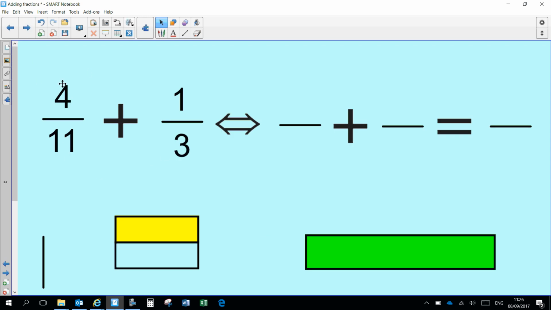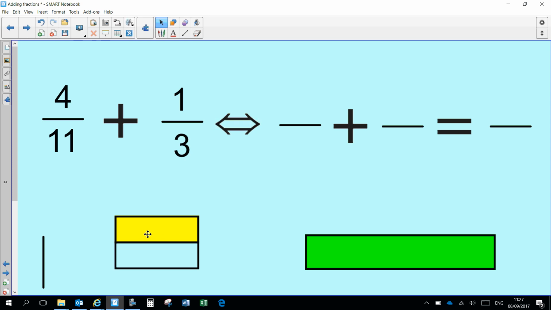So we've got a sample here, 4/11 plus 1/3, or 4 over 11 plus 1 over 3. And the first thing we're going to do is write this as equivalent to, so this sign means equivalent to. We're going to write the fraction out again with what we call equivalent fractions. Let me talk to you a little bit about equivalent fractions.